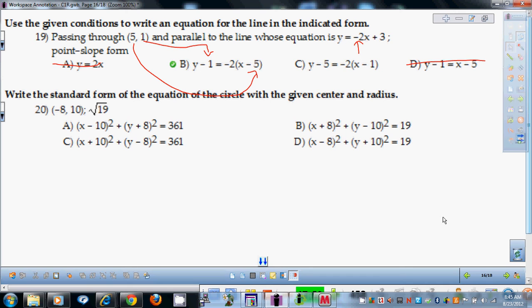Ho-hum. We'll sit here all day, I guess. Yes, ma'am. B. Let's see. X minus -8, which makes it +8. Y minus 10. Square root of 19 squared is just 19. By George, I think it is B. Very good. You are on my list. The answer is puppy.